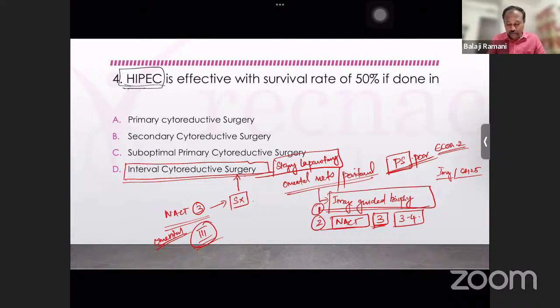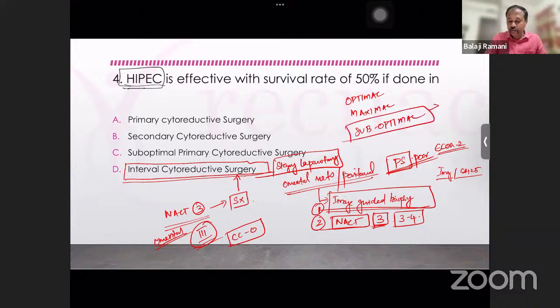So what is the aim of cytoreductive surgery? CC0 is the aim of resection. Here there are some terms which are used again. What is optimal? What is maximal cytoreduction? And what is suboptimal cytoreduction? Suboptimal means any nodule greater than 1 centimeter. Even a single nodule more than 1 centimeter, if it is present, is a suboptimal cytoreduction.